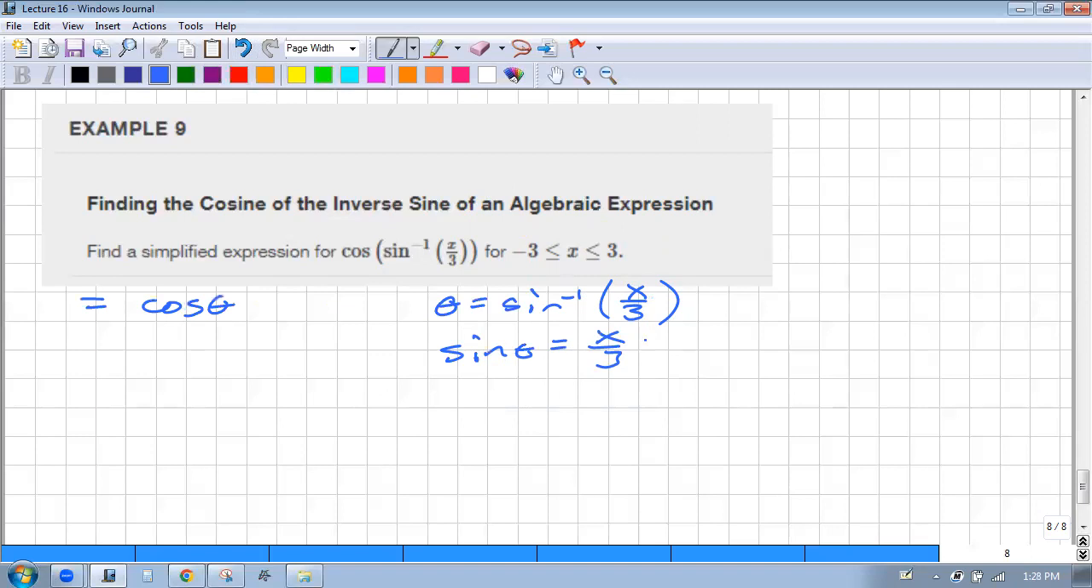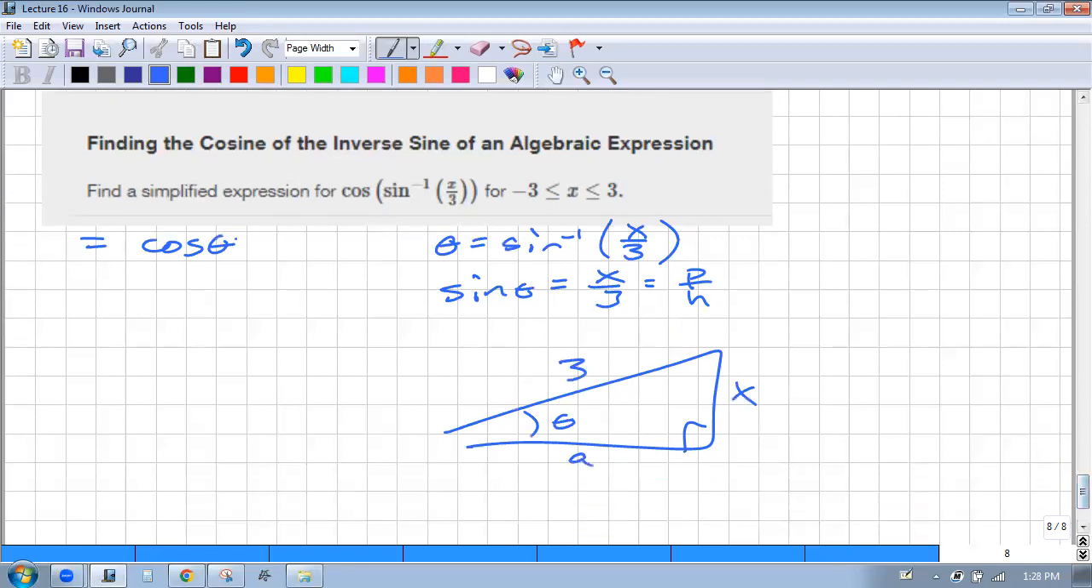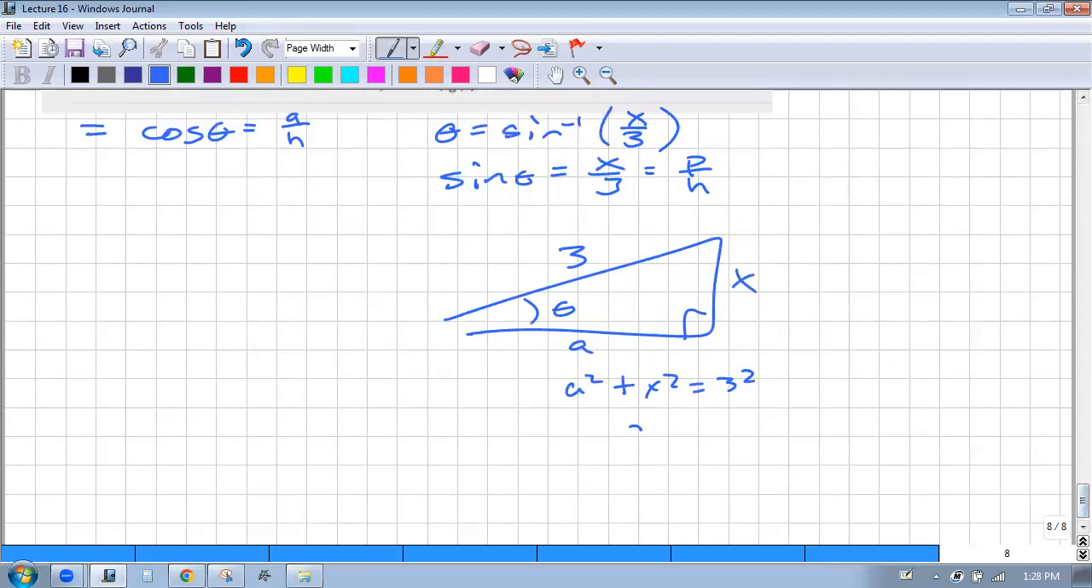Okay, fine. Sine is opposite over hypotenuse, right? So we'll call the opposite x and the hypotenuse 3. What is the adjacent side? We need to know because cosine is adjacent over hypotenuse. Well, adjacent side squared plus this squared is equal to that squared. So that means that the adjacent side has to be the positive or negative square root of 3 squared, which is 9, minus x squared.